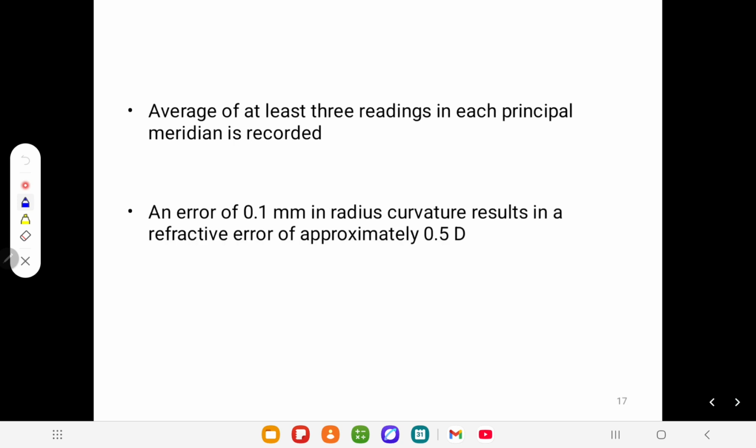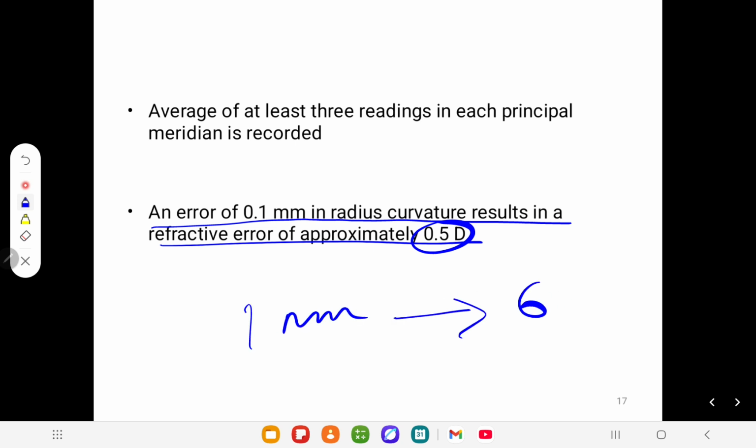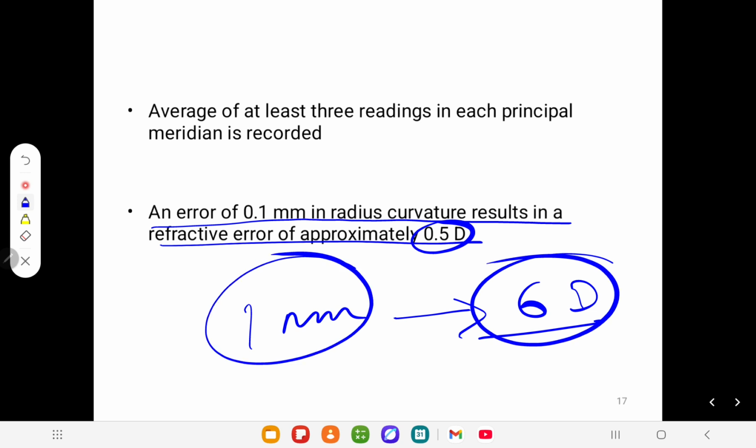Okay. So basically what do we mean? An error of 0.1 in radius of curvature results in a refractive error of approximately 0.5 diopter. You heard about it, isn't it? 1 change in keratometry, approximately 6 diopter change in power. That's a very common question asked in every exam possible after you become an optometrist. So it's a very good thumb rule.